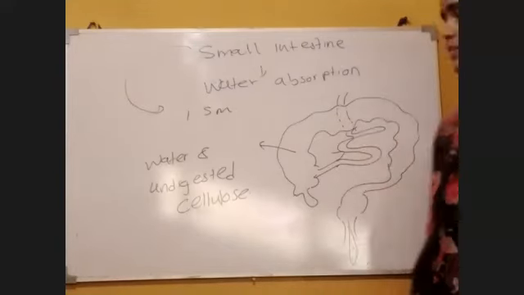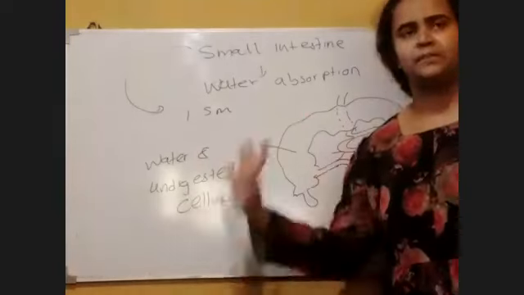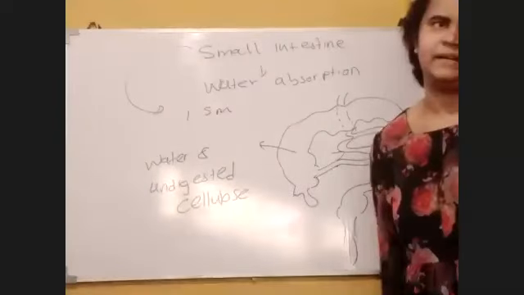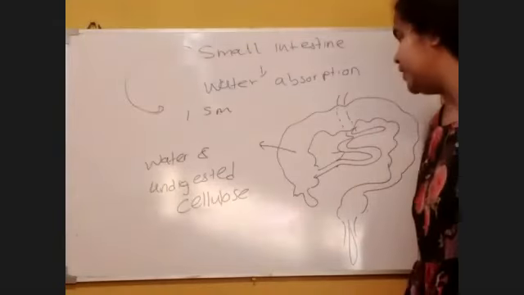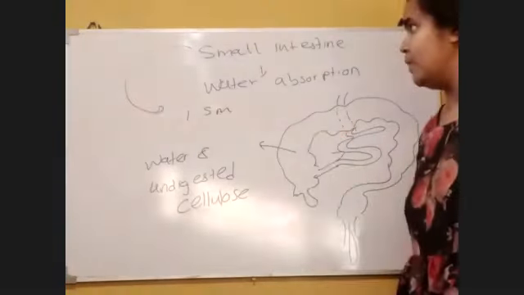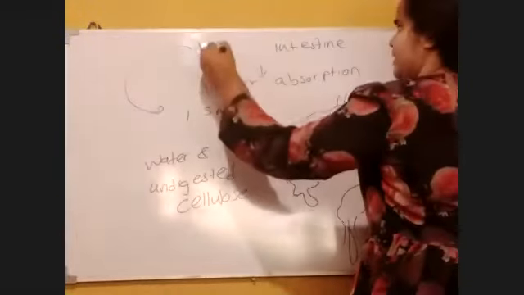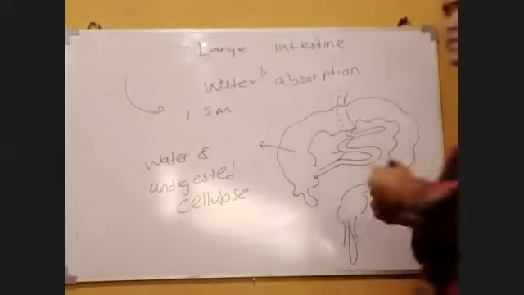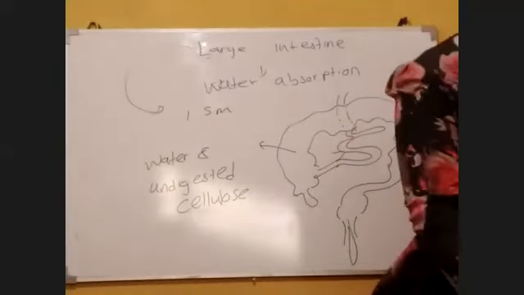If water remained, it would pass as a liquid. The fecal matter would go like a liquid all at once. So to prevent this, water absorption is taking place in the large intestine. Water absorption in the large intestine is our main process.